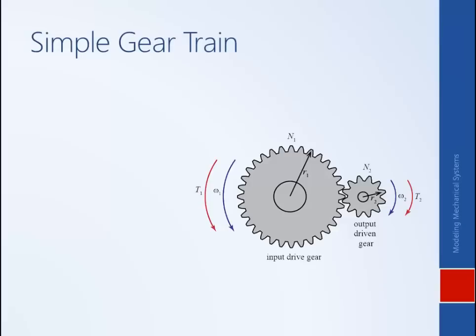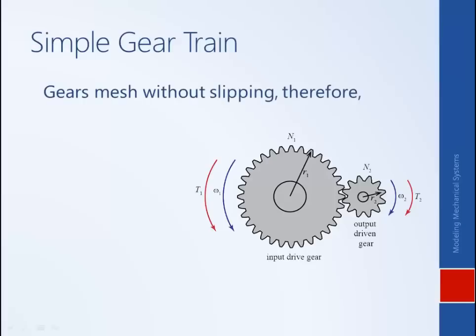The simplest gear train is just a single input gear driving a single output gear. The relationship between these two can be understood by making use of the fact that the gears must mesh without slipping. The teeth can't slide against one another, which means that at the point of contact, the velocity at one side of the contact must be exactly equal to the velocity at the other side of the contact. They're not sliding with respect to one another, so the velocities must be equal.